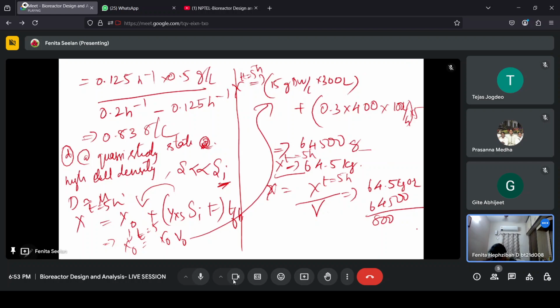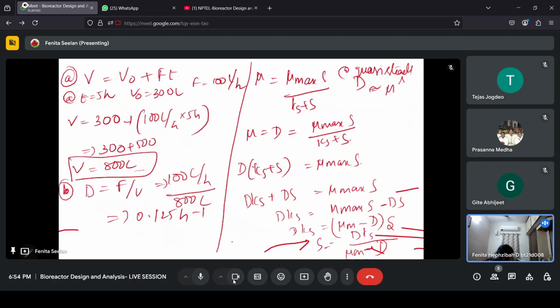64,500 divided by 800 is 80.625 gram per liter. This is the concentration of cells at time t equal to 5 hours. And here is the question F.